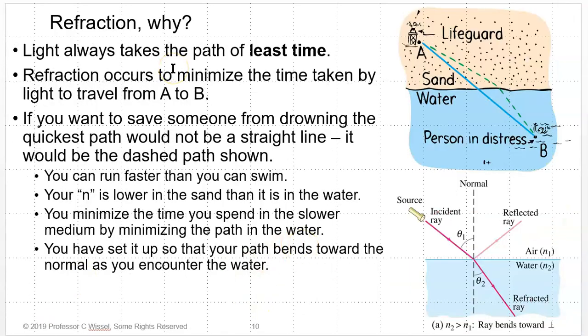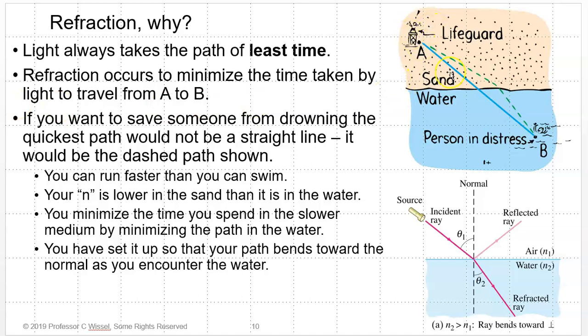Why does light bend toward or away from the normal? And how can you tell which way it's going to do it? It all depends upon the indices of refraction. Light always takes the path of least time, like me when I'm commuting to work. I am very good at picking out the fastest commute. And light does the same thing.